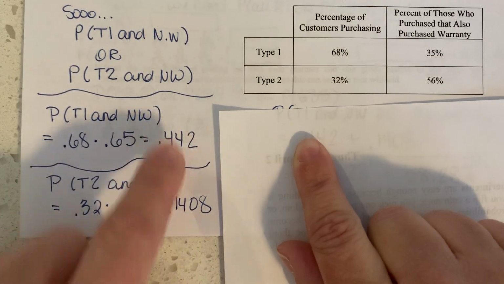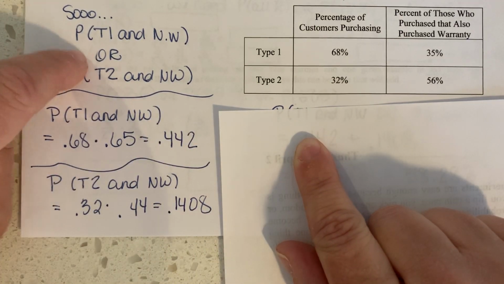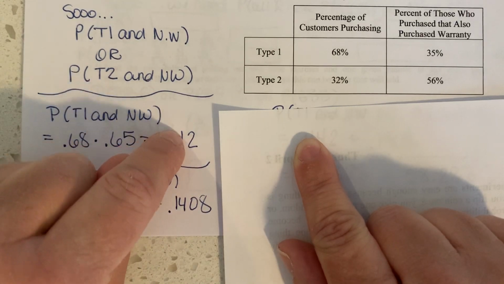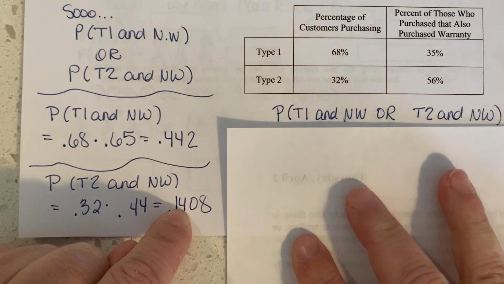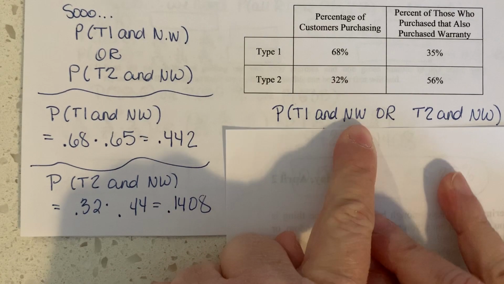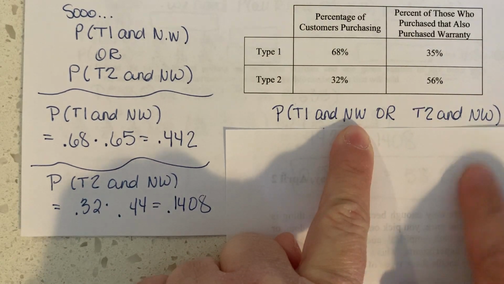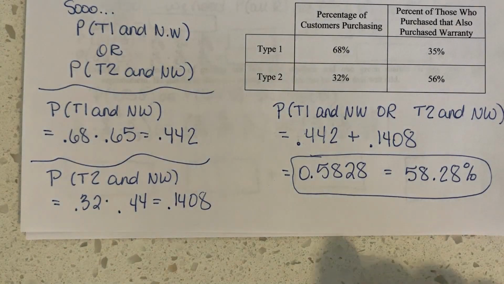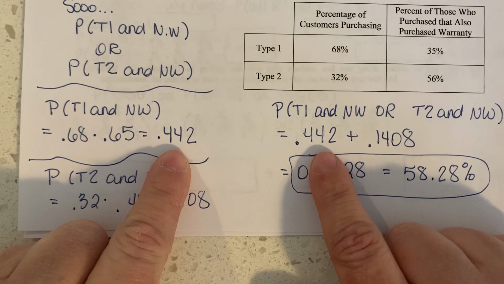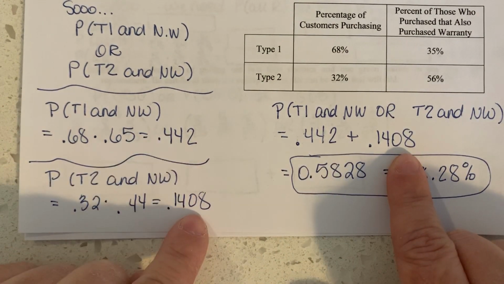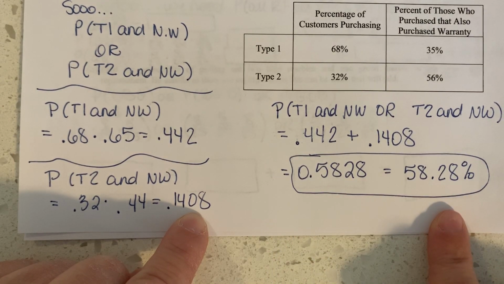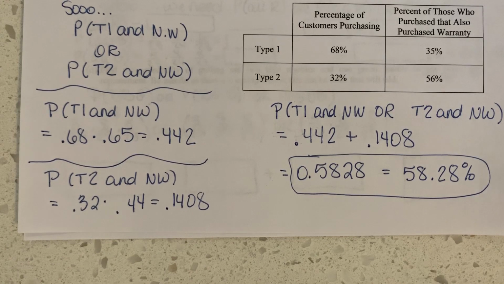So now we have each probability, and now we have that "or." So we want to know if this is going to happen, what's the likelihood this is going to happen or this. So now we have both of them, the first scenario or the second one. All right. So that's when you just add. So you take the first probability that you calculated and add it to the second, and you get 58.28%. So hopefully that helped.